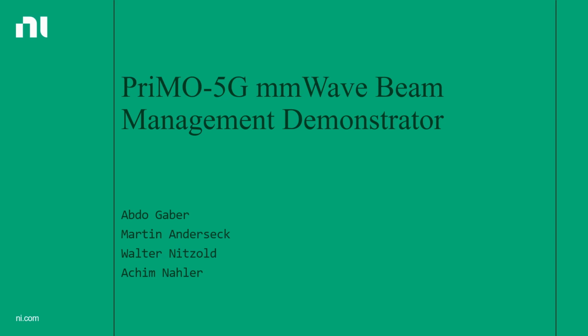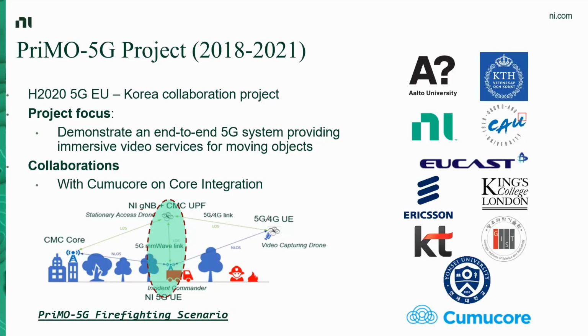Today we are going to show the PriMO-5G mmWave beam management demonstrator. The PriMO-5G project is a project between several partners here in Europe and Korea. The main focus of the project is to demonstrate an end-to-end 5G system providing immersive video surfaces for moving objects.